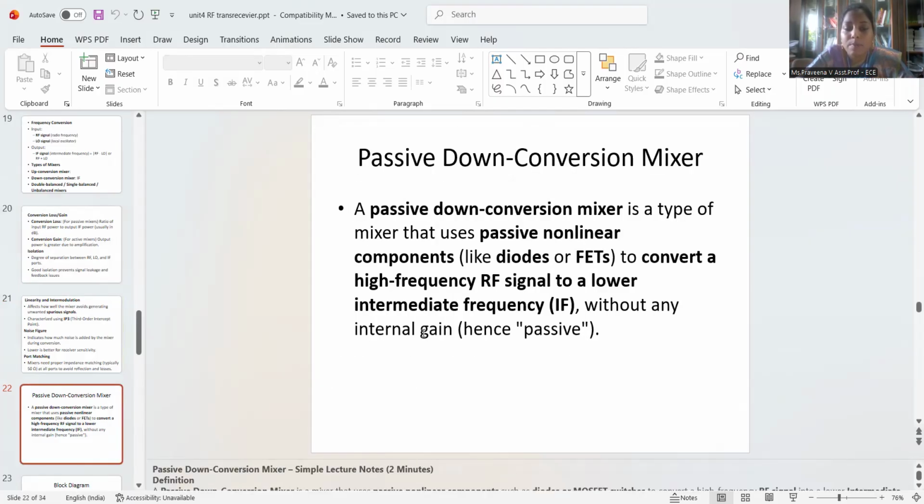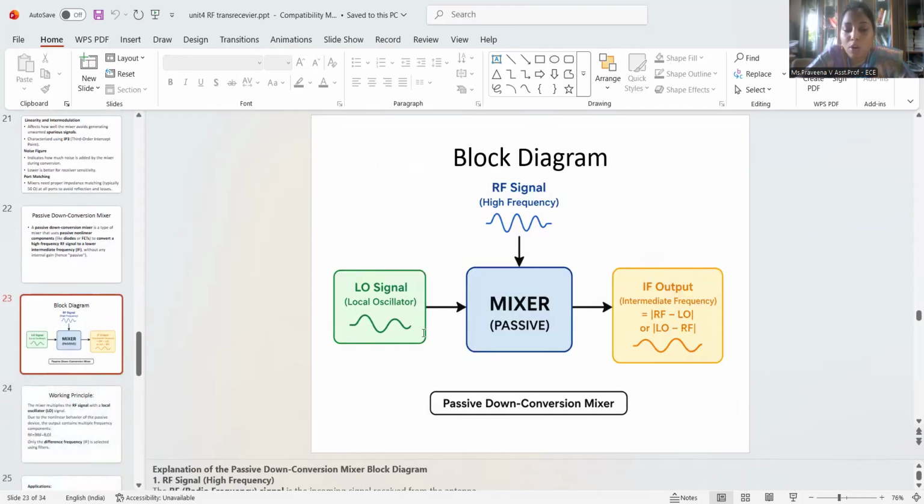Okay. Next is the passive down conversion mixer. A passive down conversion mixer is a mixer that uses passive nonlinear components such as diodes or MOSFET switches in order to convert a high frequency RF signal to a lower intermediate frequency signal. This is a block diagram.